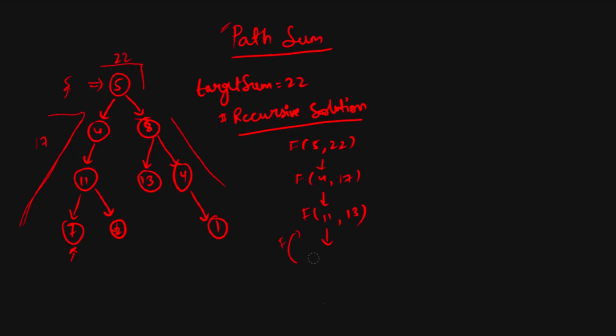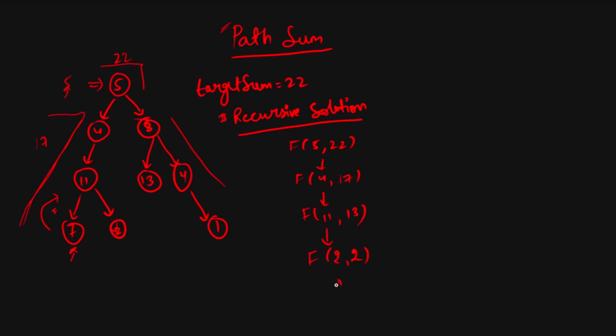Because I am returning false from here, what will it do? I have to find at least one path. There may be more than one path, but as soon as I find any path, I will return true, and if I get any true, then I will complete my iteration there. But right now I get false, so I will check the right child, which is 2, and 13 minus 11 will be 2.